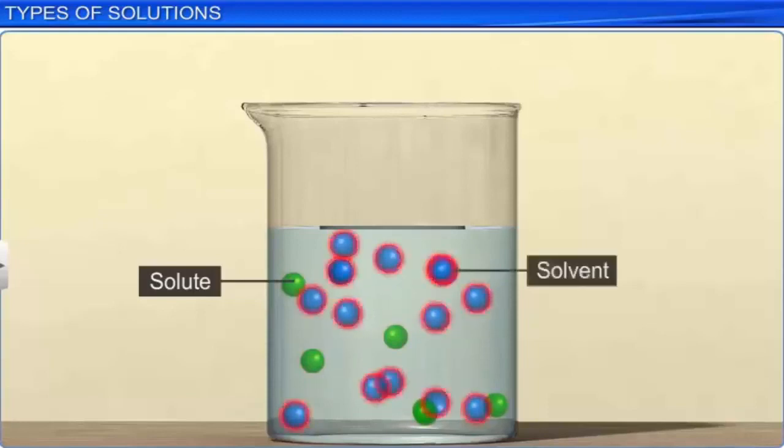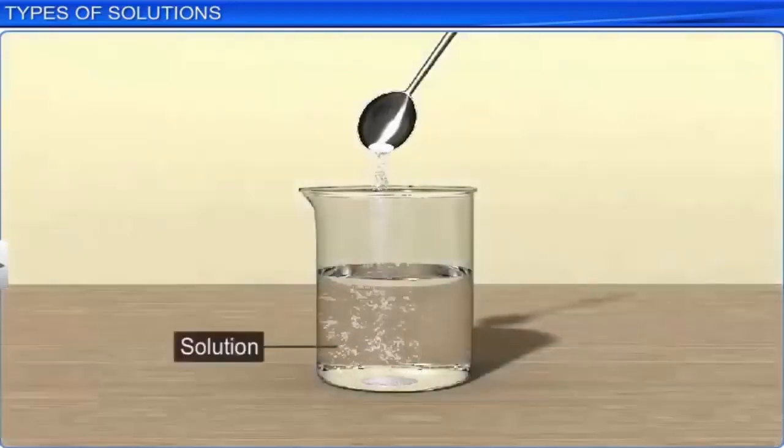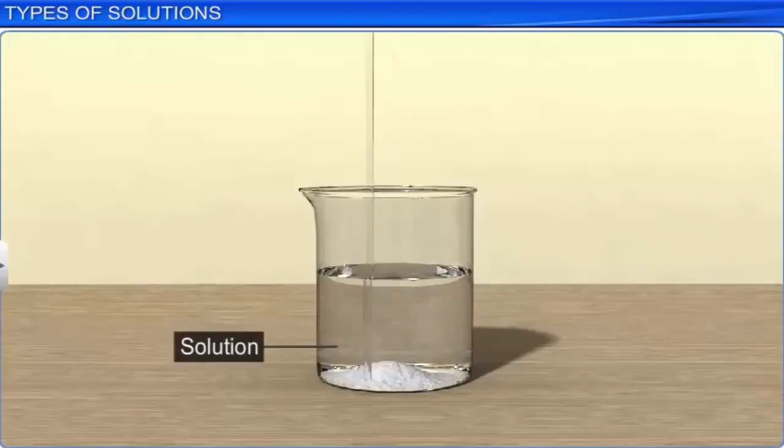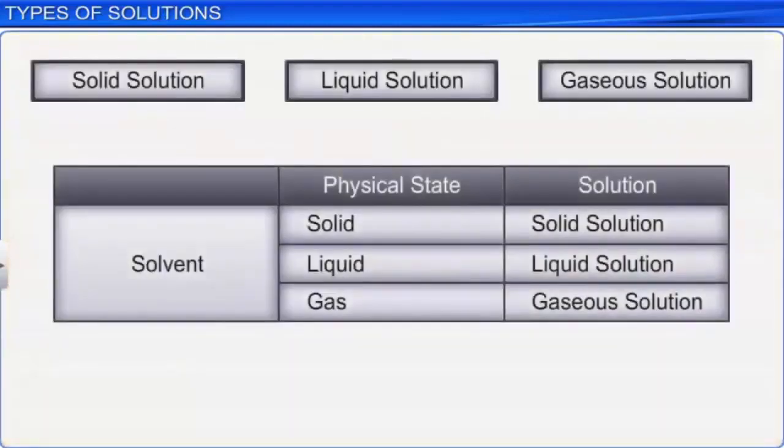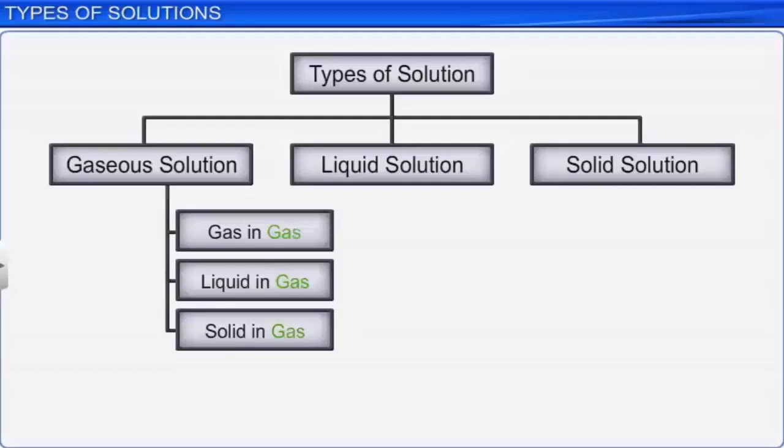The solution has the same physical state as the solvent. A solution containing only one dissolved solute in a solvent is called a binary solution. Depending upon the physical state of the solvent, various types of solutions that can be formed are: a solution in which a gas is the solvent, and a gas, a liquid, or a solid is the solute, is known as a gaseous solution.